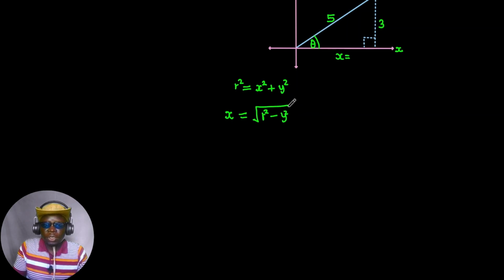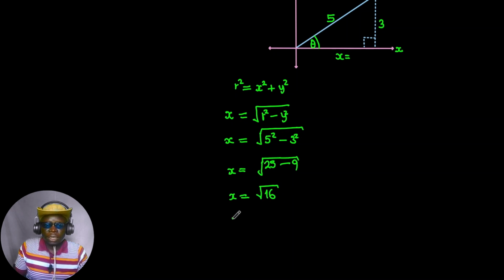So let's make the substitution, and this is Pythagoras theorem, such that we have 5 here and 5 squared minus y, which is 3, also squared. Then we square 5, we get 25, and if we square 3, we get 9 here. Subtracting 9 away from 25, we'll get 16. So we'll have the square root of 16, and the square root of 16 is positive or negative 4.